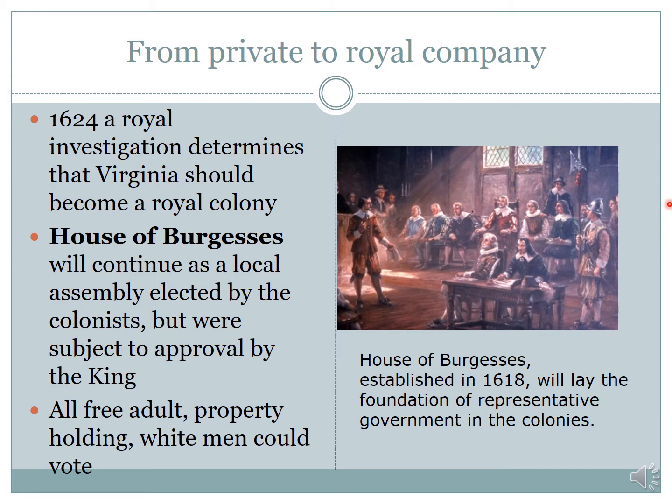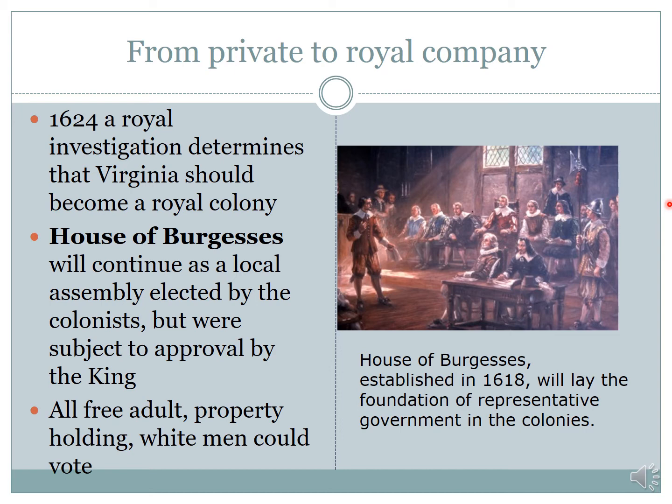Okay, so as a result of the uprising of 1622, in 1624, a royal team will come out to the Jamestown colony and investigate to find out what is going on in Virginia. And they determine that the colony is in dire need of strong and continued leadership, that there have been problems with starvation, problems with disease, and problems with conflicts with native people. So they decide to turn it into a royal company.